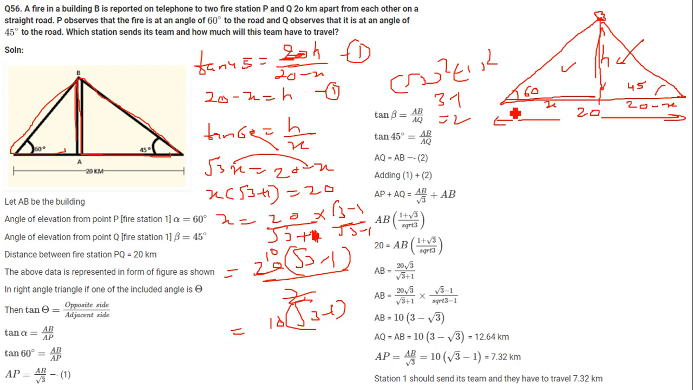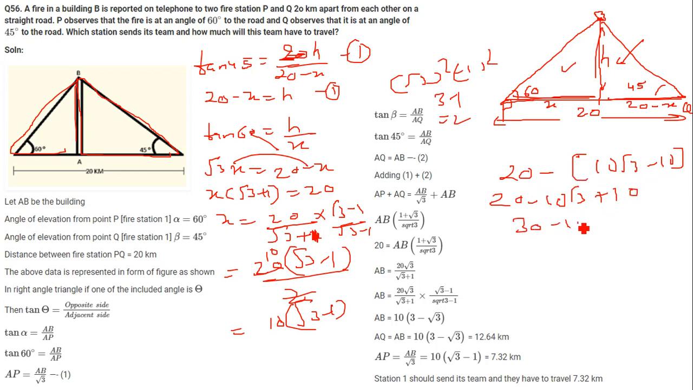This is the X. So this is the distance from the first point, say it is P, and this is Q. First point from here to here it is 10 root 3 minus 1. In order to find this one, let us subtract this. 20 minus 10 root 3 minus 10. I just multiplied it inside and then I subtracted. So 20 minus 10 root 3 plus 10. So this will be 30 minus 10 root 3.